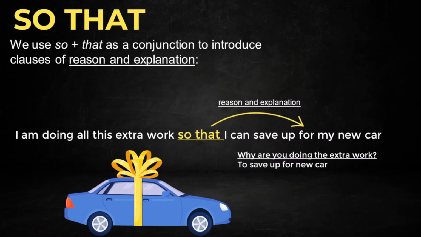So as you can see on the screen, I'm doing all this extra work so that, and then after "so that," I will mention, I will describe the reason, the explanation. So I'm doing this extra work. Okay. Oh, but Priscilla, can I just use "because I want to buy a car" or "to buy a new car"? Yes, you can. Of course you can. I'm doing all this work to buy a new car. I'm doing all this extra work because I want a new car.